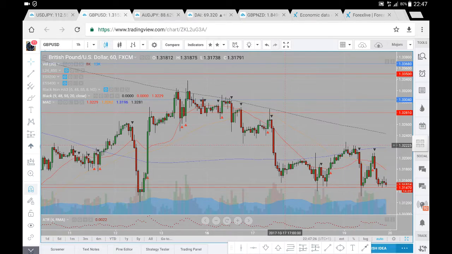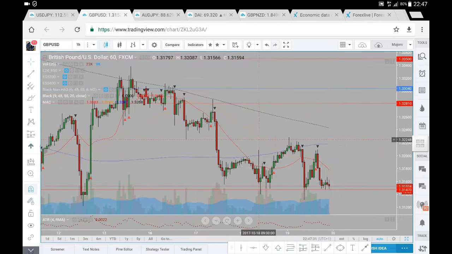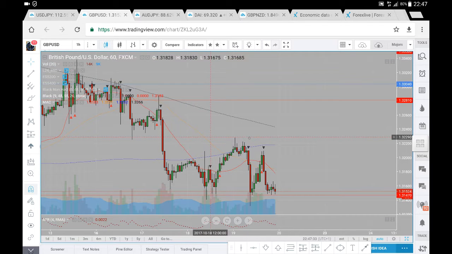So this is the pound and dollar analysis for Friday the 20th of October. Now let's look at how prices, how the currency pair traded on the 19th.